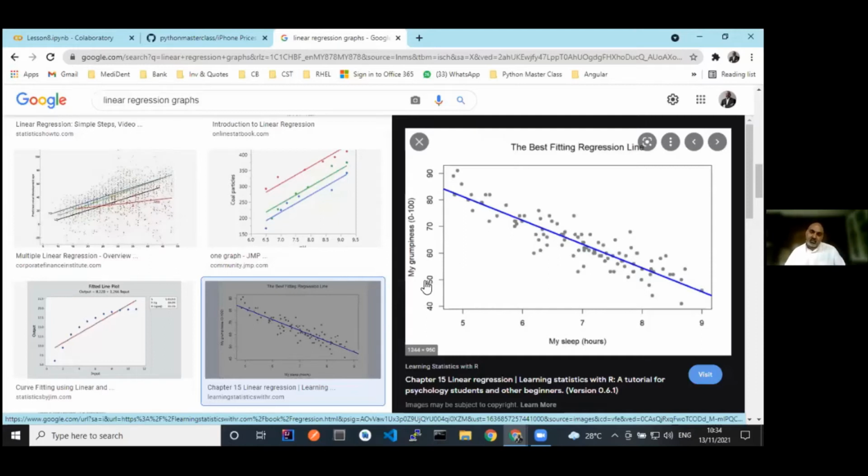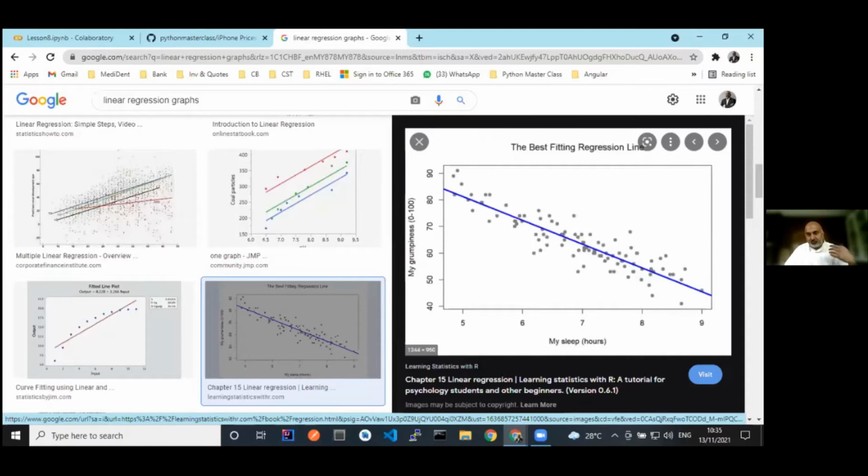You can see this graph is called my grumpiness from 0 to 100 and how many hours I slept. So it's obvious that the more I sleep, the less grumpy I am. This is what we can infer from the information in the graph, and this is what linear regression tells us. That means, is there a downward slope, an upward slope, or no slope?